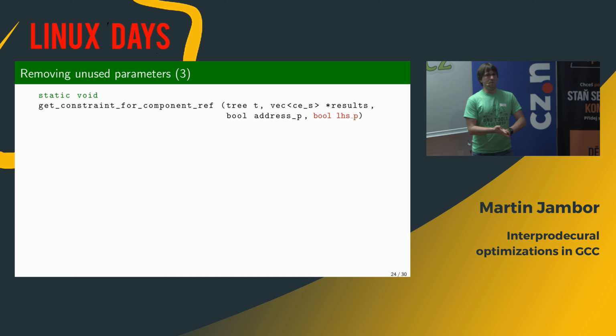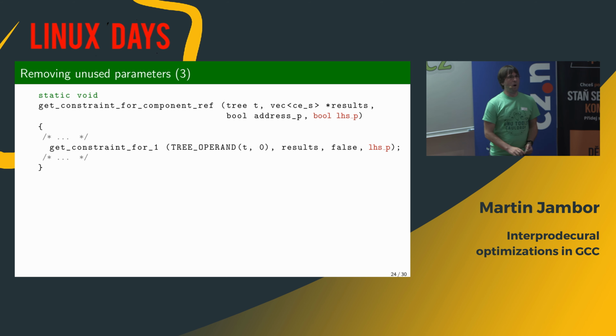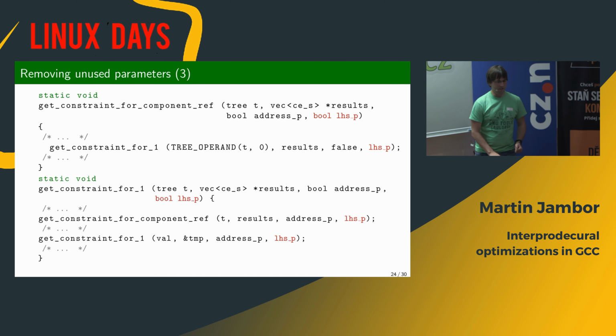The situation can get even more complicated with a recursive function. This is another example taken from GCC itself, where we have a function that takes as a parameter information whether it is looking at something on the left-hand side of an assignment or not. It only uses that parameter to pass it to some helper function, which in turn calls the first function recursively with this parameter. So there is a lot of passing of this lhs_p parameter, but it is all totally useless, and the parameter can be removed.